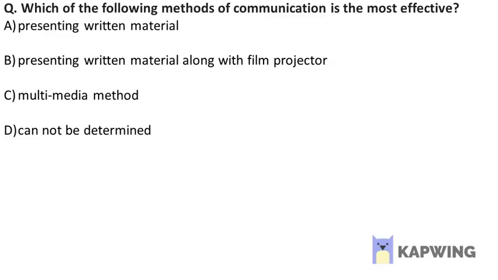Which of the following methods of communication is most effective? First is presenting written material. This is not effective; you cannot just present written material. Then presenting written material along with a film projector is okay, somewhat effective. And multimedia presentation: here a variety of learning experiences can be given when you are presenting via multimedia. So among the three, it appears that C is the most effective communication. So the correct answer for this is C, that is the multimedia method.